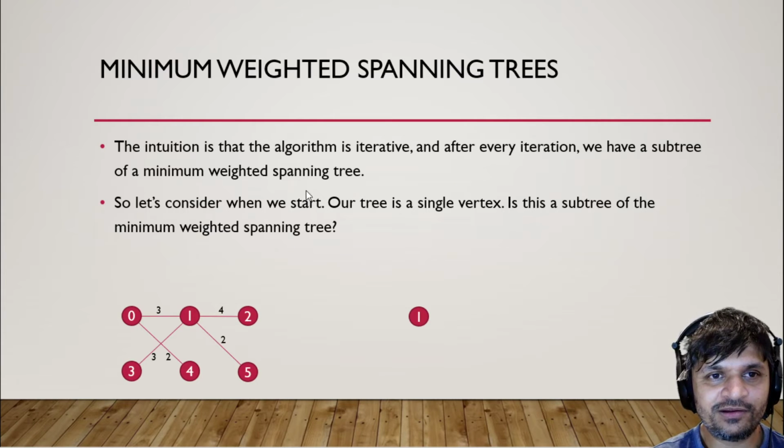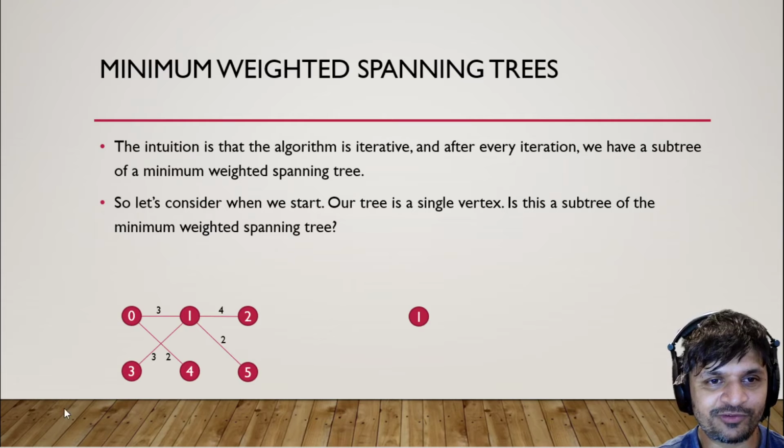So let's see if we can prove this. We're going to use something very similar to induction, but not quite induction. So let's look at how this algorithm will start. When the algorithm starts, the tree is a single vertex. Is this single vertex a subset of the minimum weighted spanning tree, or a subtree of the minimum weighted spanning tree? Well, yes, it is, right? Because this is the minimum weighted spanning tree, and this one is clearly in there. So this is a subtree.